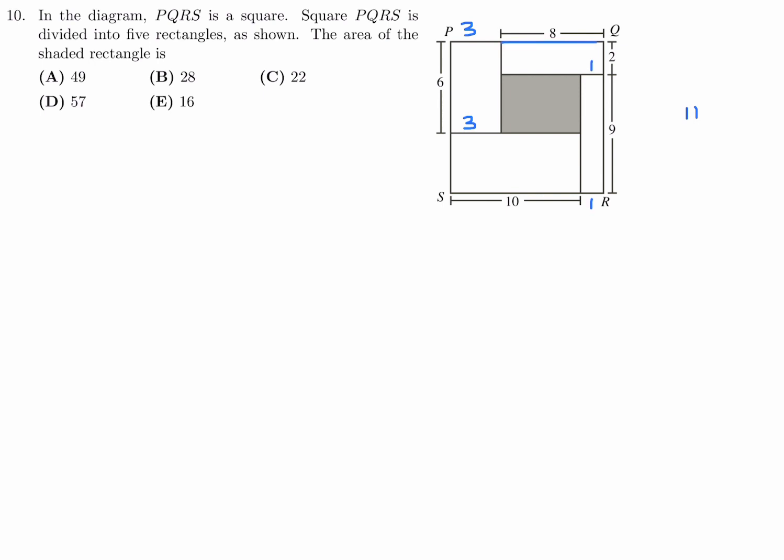And since from there to there is 8, and that is 1, that must mean from here to here is 7. And similarly, from here to here is 6, but from here to here is 2, so that must mean from here to here is 4. And that's it. That's all we need to calculate the area of the shaded region. Area of the shaded region is just length times width, so that's going to be 7 times 4, and that is 28. So number 10, the answer is B.